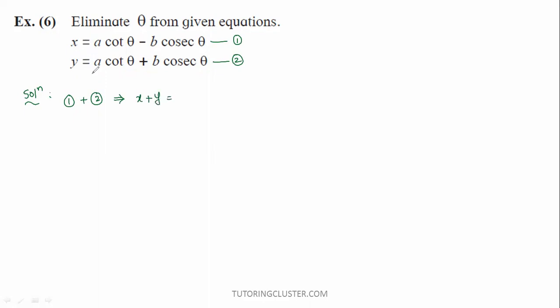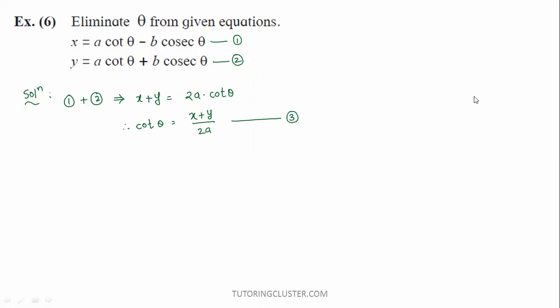Let us add this. So a cot theta plus a cot theta will be 2a cot theta, and minus b cosec theta plus b cosec theta will get cancelled out. So x plus y is equal to 2a cot theta. Simply you have to add these two equations. So 1 plus 2, I am going to get this. So what will be cot theta from this? It is equal to x plus y upon 2a.